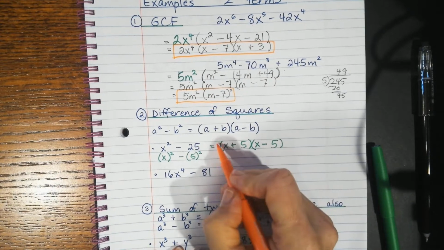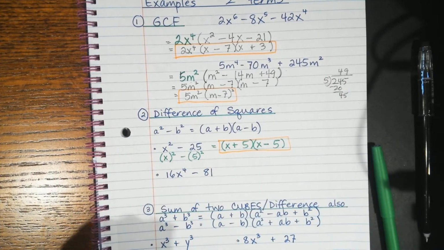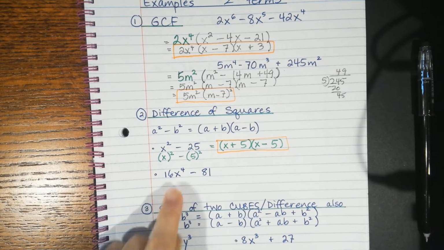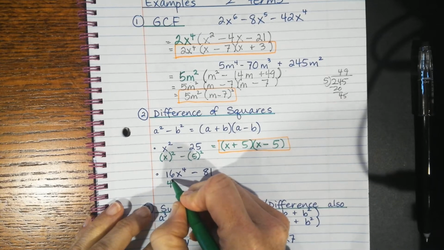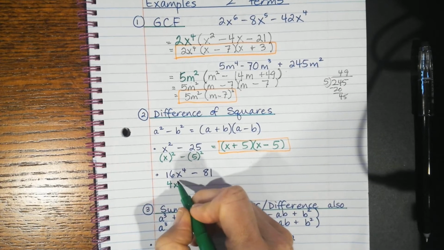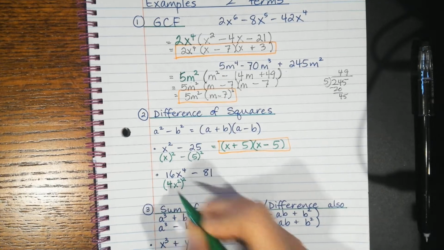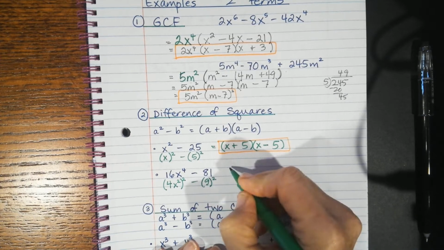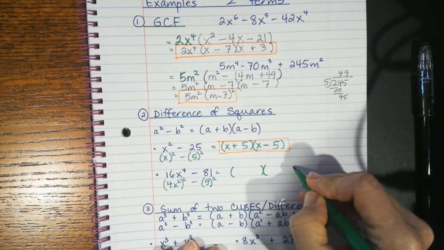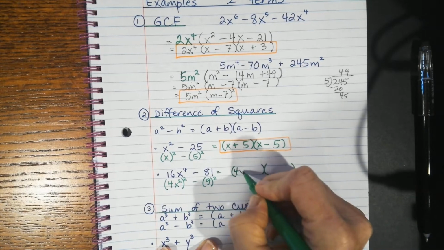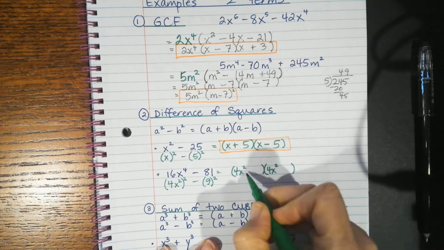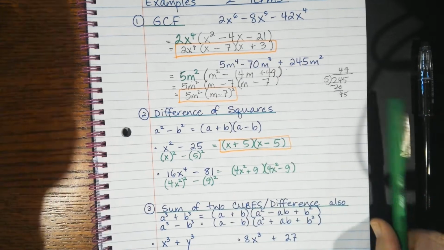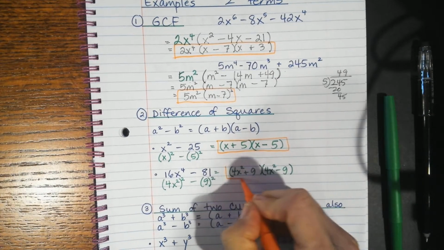Easy peasy. Now for the second one, I've got a few more coefficients involved here. But still, for each one, you're going to figure out what is being squared. Well, this is 4 squared, right? And this is x squared squared. So A is 4x squared, and this is 9 squared. So this is going to factor in that pattern. A is 4x squared. They both go here. Plus, minus, and then B is 9. And that's all you do. You recognize the pattern, and it goes further.